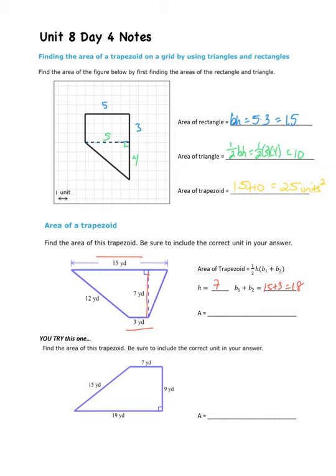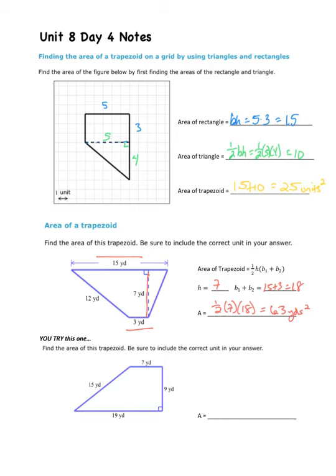So now let's plug in the formula. 1/2 times 7 times B1 plus B2, which is 18. Well, we can do it that way, but let me tell you how I do it mentally. I do half of the even number. Half of 18 is 9. 9 times 7 is 63 yards squared. Let's plug it into your calculator and see if I'm right. 0.5 times 7 times 18. Yep, that's 63. There's your little mental math tip: when you're multiplying something by 1/2, find the even number.